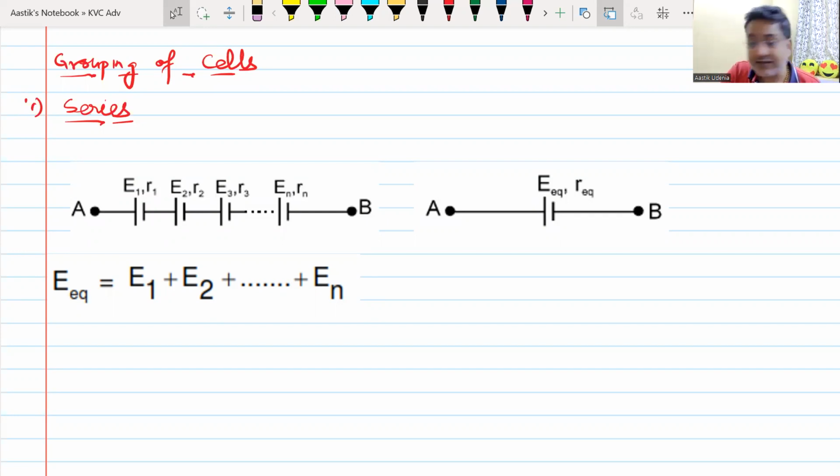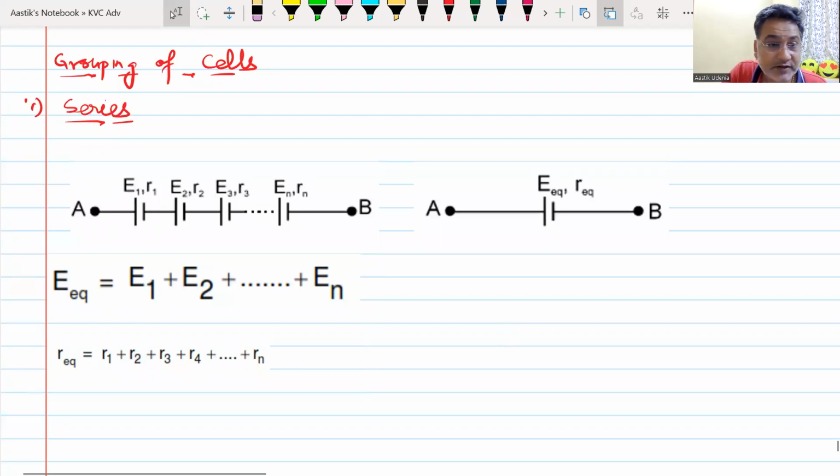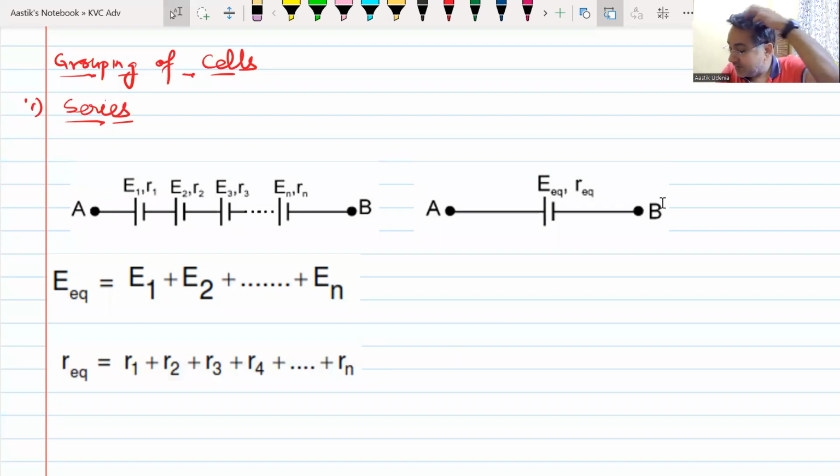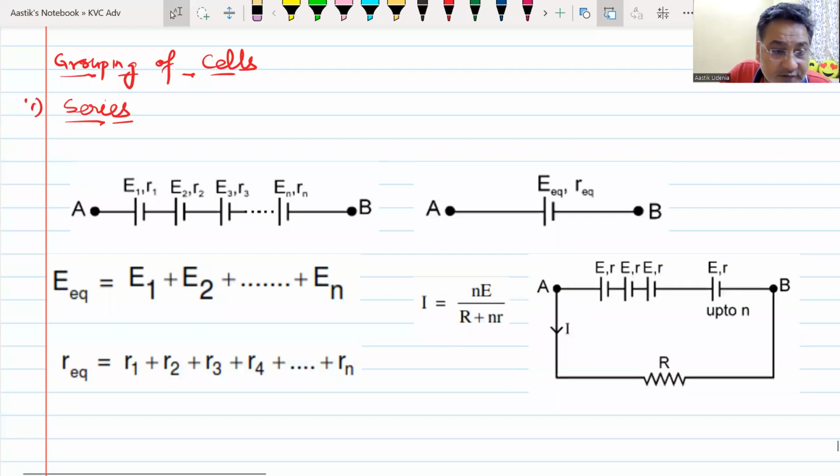Similarly, the equivalent resistance of this cell will be equal to R1 plus R2 up till Rn. Do we understand this? Yes, sir. So this is the concept of equivalent cell in series. Now you can have these equivalent cells connected in a series combination like this. In a question, you can easily find out the current, which will be given by this one. Everyone understands this? Yes, sir. So you can straight away write the answer in this fashion.